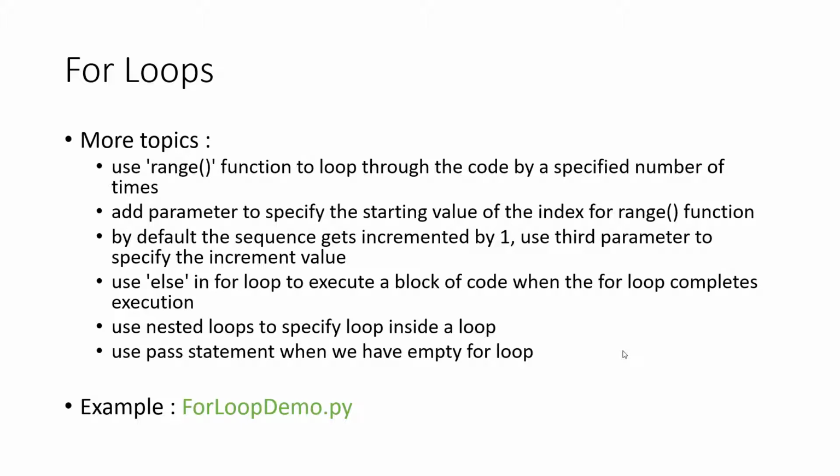Add a parameter to specify the starting value of the index for the range function. By default, the sequence gets incremented by 1. Use a third parameter to specify the increment value. Use else in the for loop to execute a block of code when the for loop completes execution. Use nested loops to specify a loop inside a loop. How to use the pass statement when we have an empty for loop. Now let's see the demo.